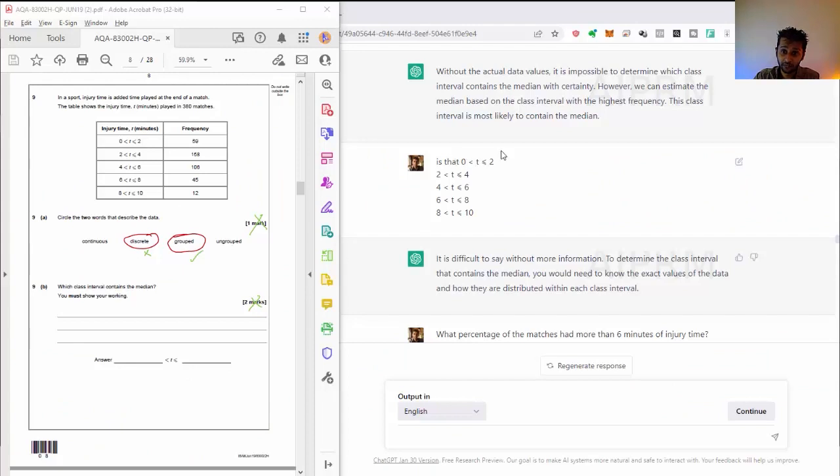In the end, I just gave it the 5 options. I said, is it this one, this one, this one, this one, or this one? And even then it didn't give me an answer, so we just left it blank in the end.